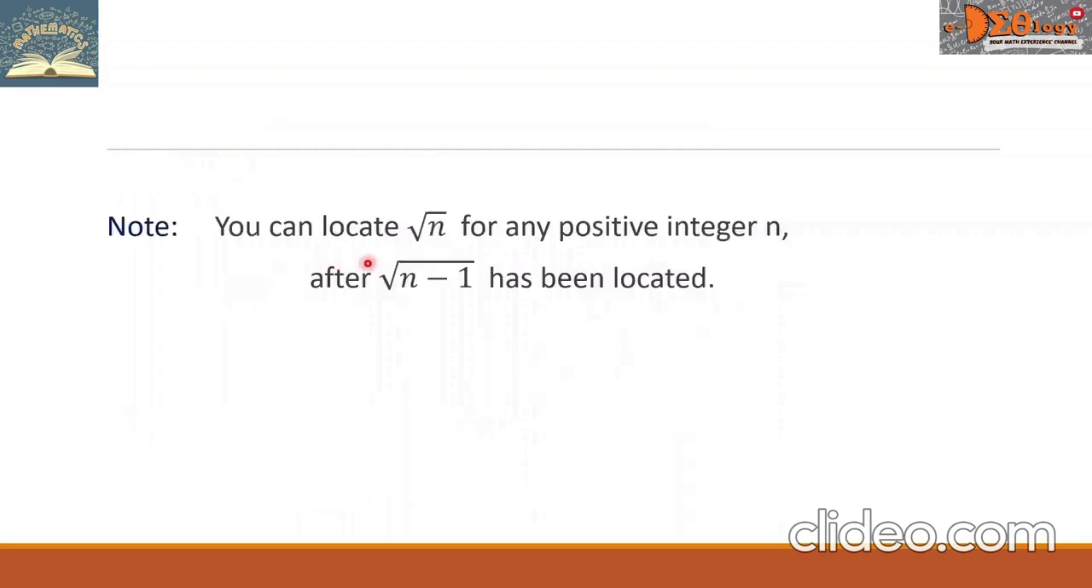Note that you can locate the square root of n on the number line for any positive integer n, after the square root of the quantity n minus 1 has been located.